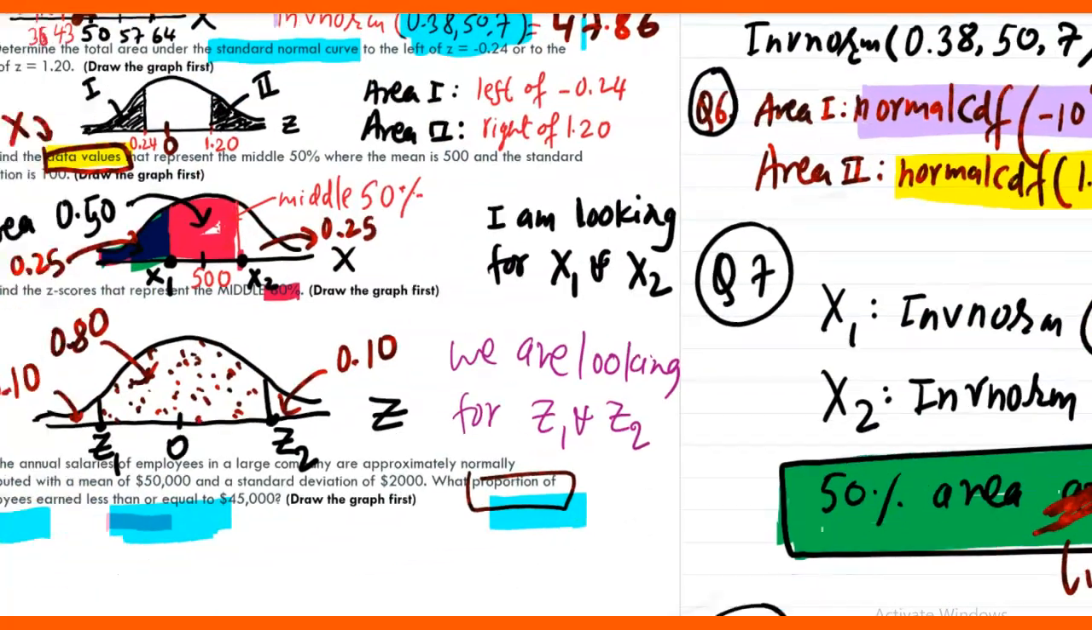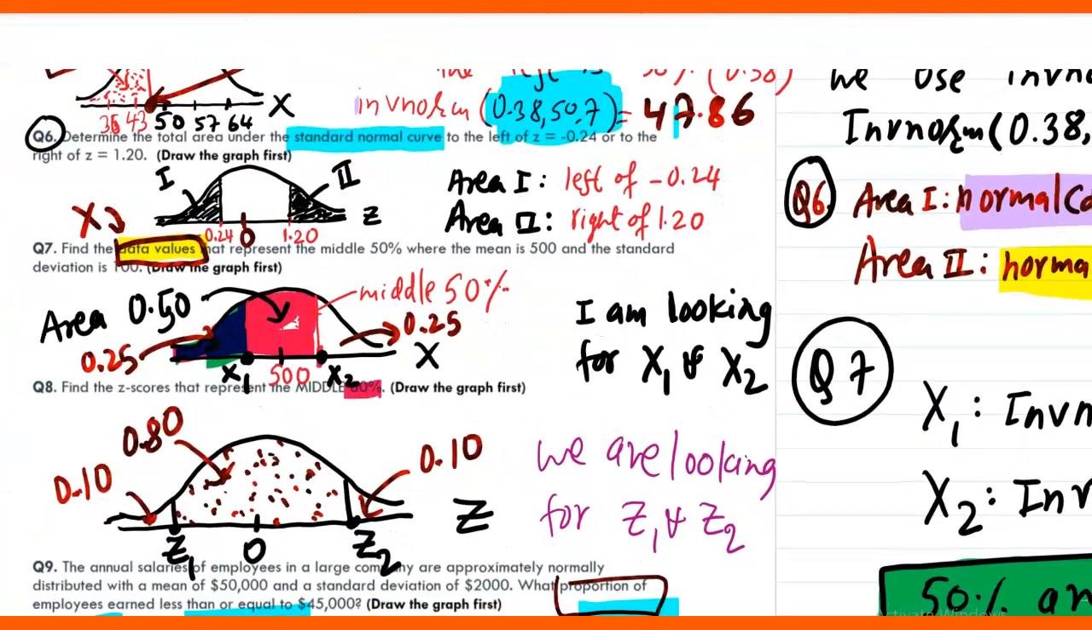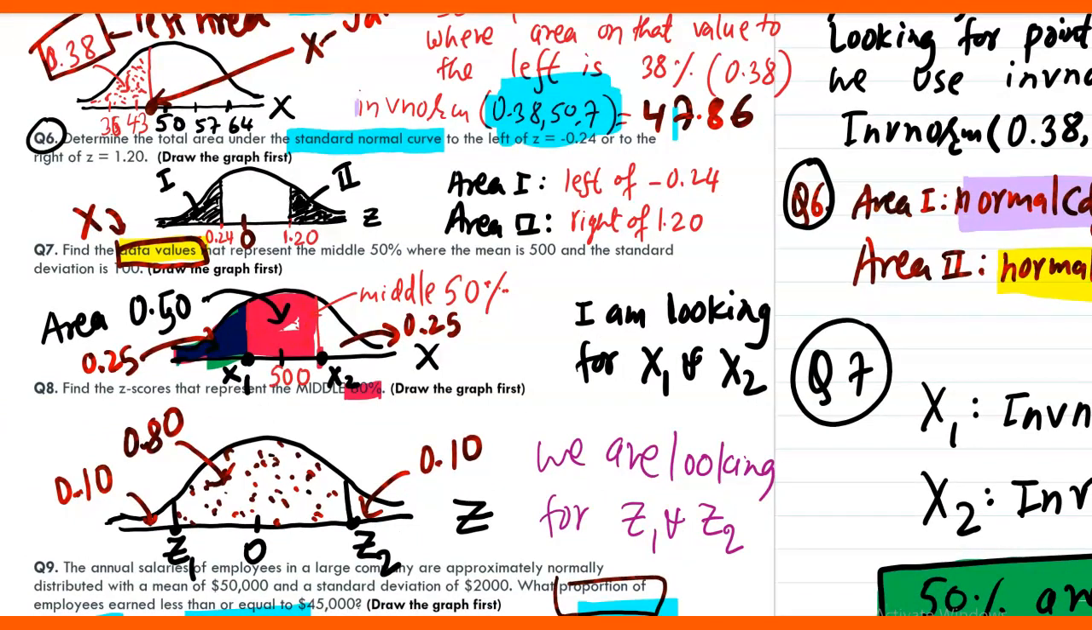Question number 8 is similar. That's the last question in the handout. But here, you find the z scores, not the data value. In question number 8, you find the z scores that represent the middle 80% of the data. Again, this is exactly similar to question number 7, except you are looking for z scores here. Therefore, I put this curve and put z1 and z2.